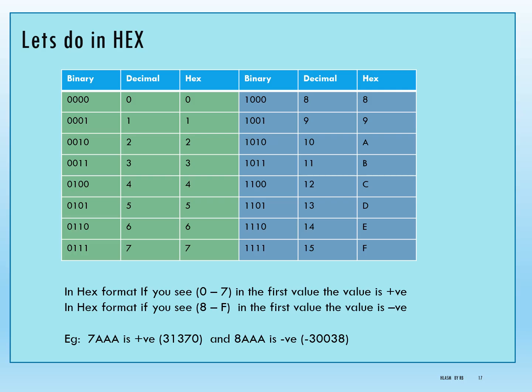For example, I have given here 7AAA. 7 is between 0 and 7, so it is positive, and the value is 31370. And 8AAA is a negative value, which is minus 30038. So this is an easy way of remembering it. The moment you see the first digit, like here in 7AAA the first digit is 7, and in 8AAA it is 8: 7 is positive, 8 is negative.